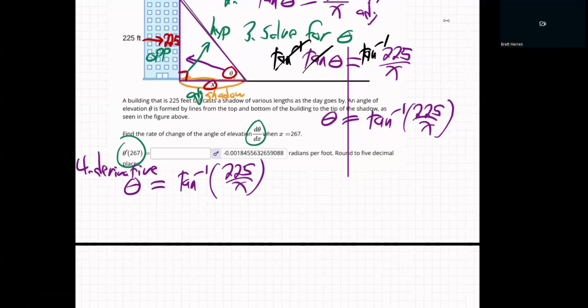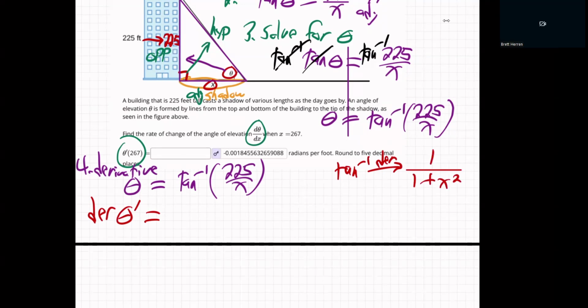Now the derivative, theta prime. There's the derivative. What does it equal? Well, what's the rule for tangent inverse? Remember the rule for tan inverse? The derivative of tan inverse is 1 over 1 plus x squared. So it's going to be 1 over 1 plus x squared.